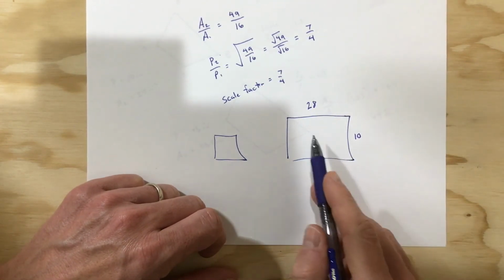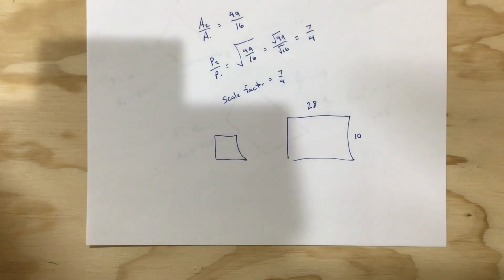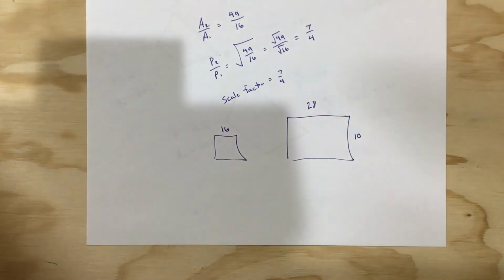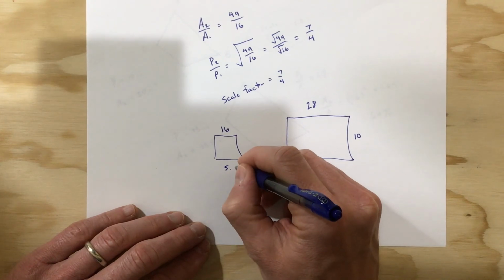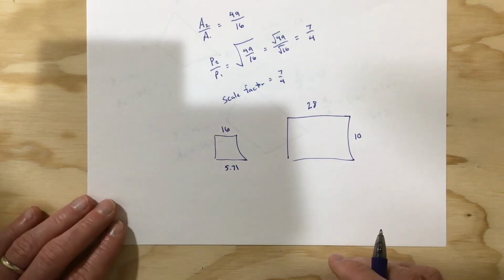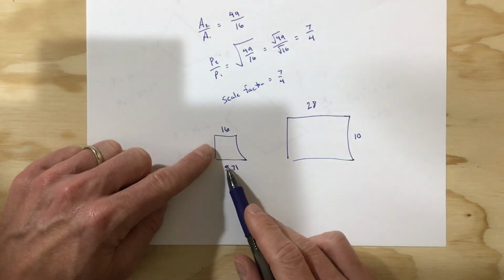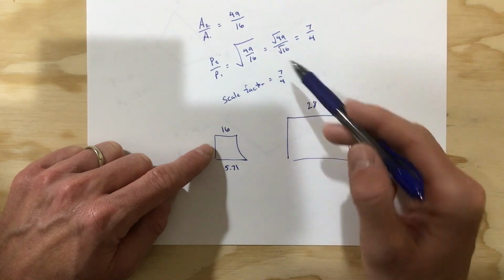If this is the big one, then if I know the scale factor was 7/4 to go this way, then I have to divide by 7/4. So just take 28 and divide by 7/4 and get 16. And then take 10 and divide by 7/4 and you're going to get some funky number, 5.71-ish. And now I know all the information. Again, you can go this way. I can give you the small one and the big one. You could find the scale factor, you could find the perimeter ratio, and then you could square it to find the area ratio.